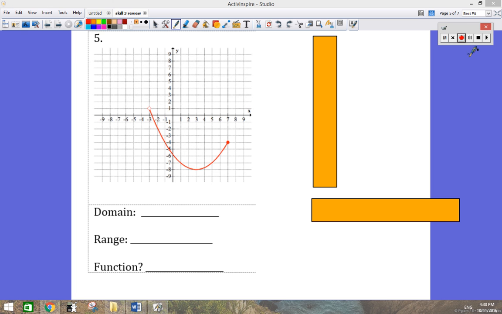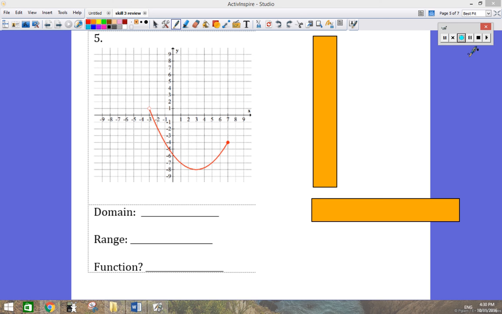Let's take a look at problems 5, 6, and 7. They all have the same directions. They give us a graph. And remember, a graph is just a collection of ordered pairs, infinitely many points that they've plotted. So it's a relation. Any set of ordered pairs is a relation.